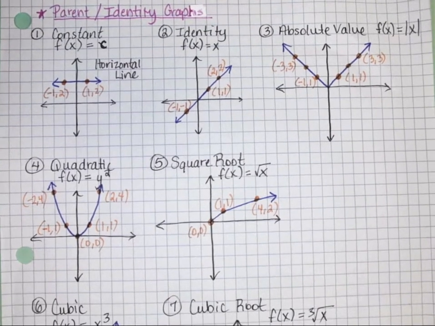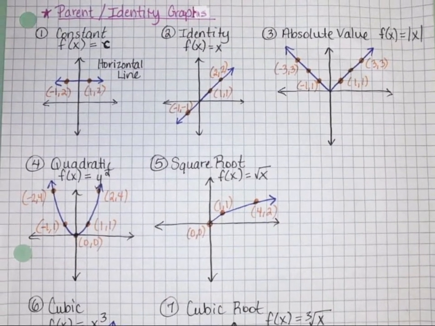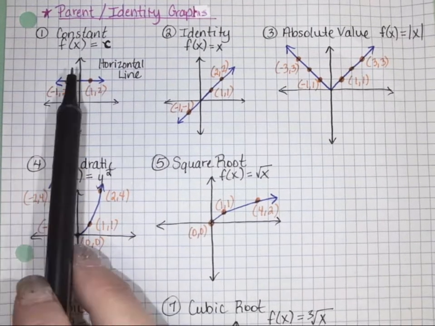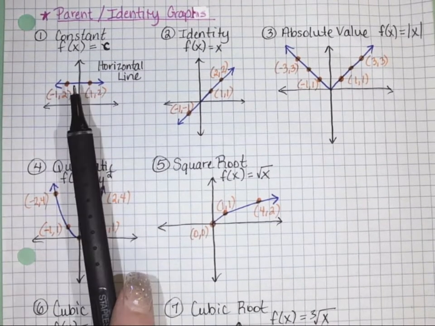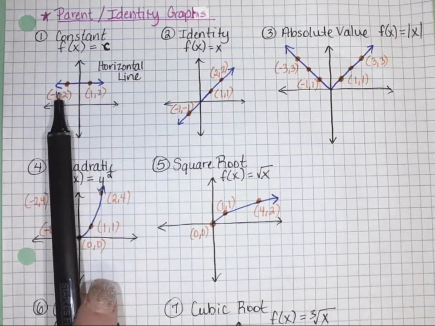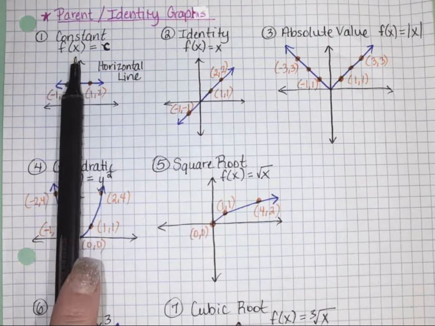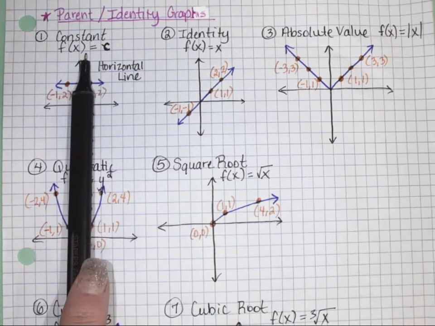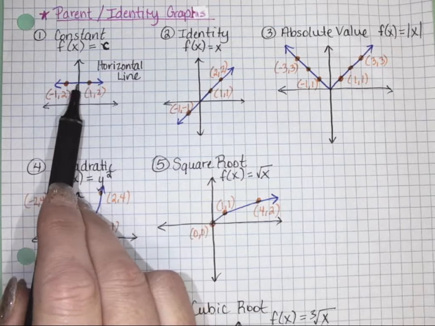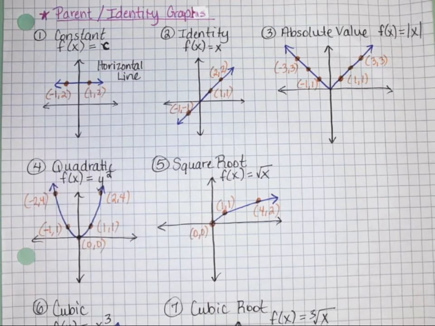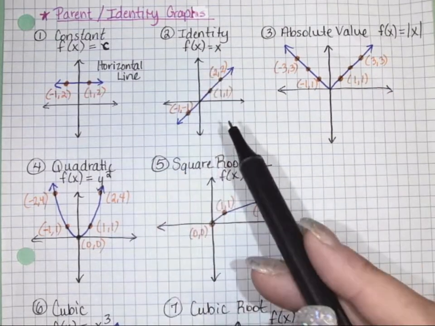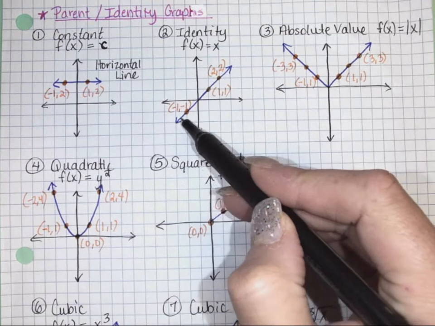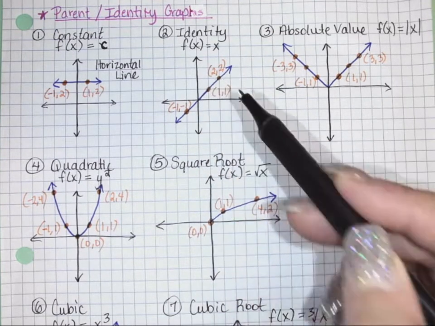For example, all of your parent functions are identity graphs, and recall that's your basic graph before any transformations have been performed. You've got your constant function, which you don't really see a lot in this section, but I thought we would hit it anyway. It's a horizontal line, and the equation of it will look like y or f of x equals c, some number. So for example, this equation would actually be y equals 2 or f of x equals 2. The identity function is y equals x or f of x equals x, and it always has a positive slope of 1 and passes through the origin.